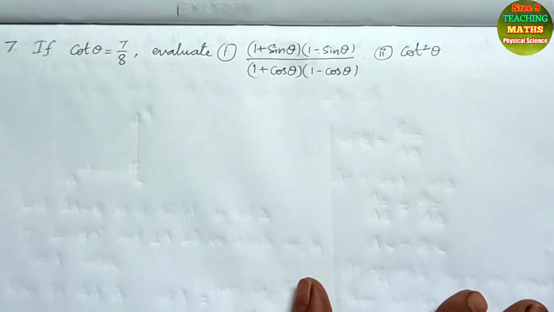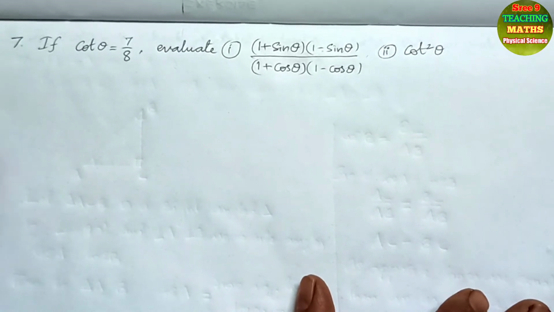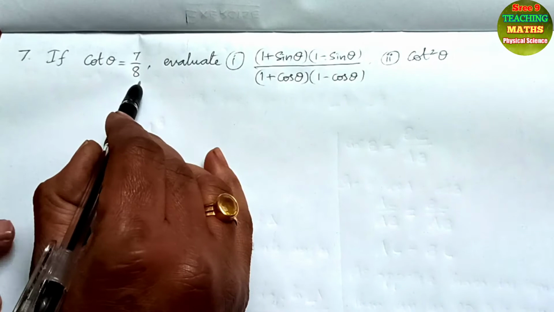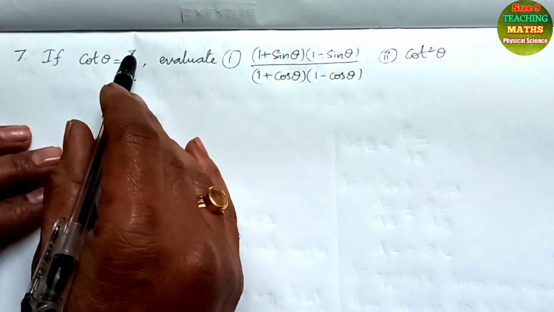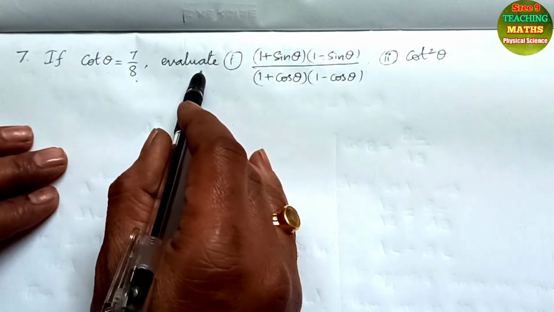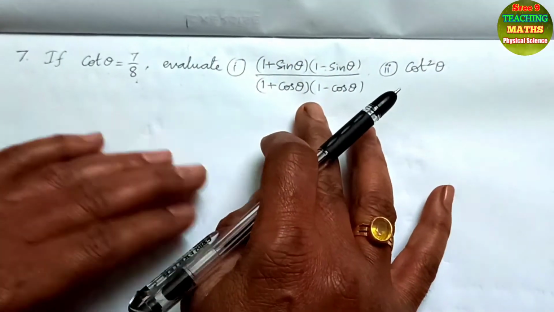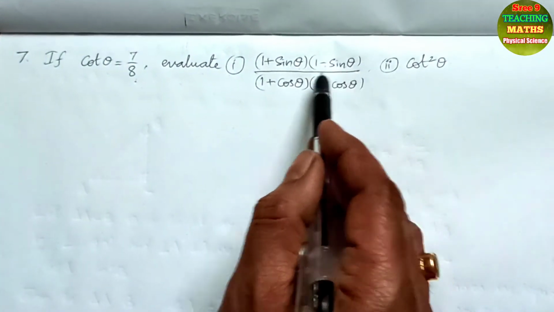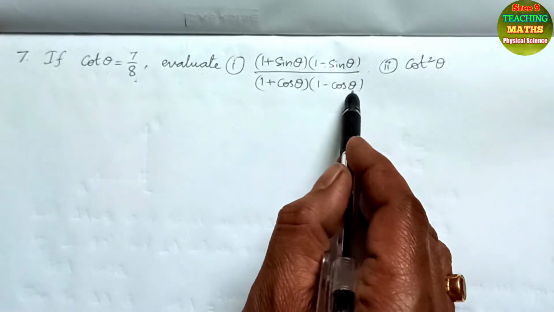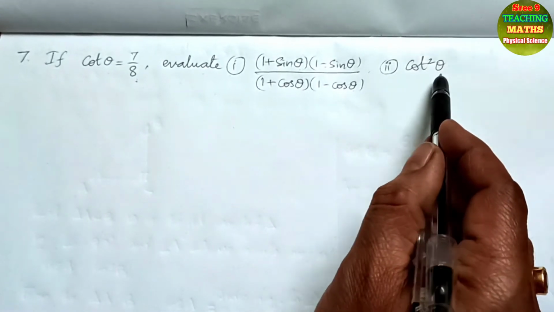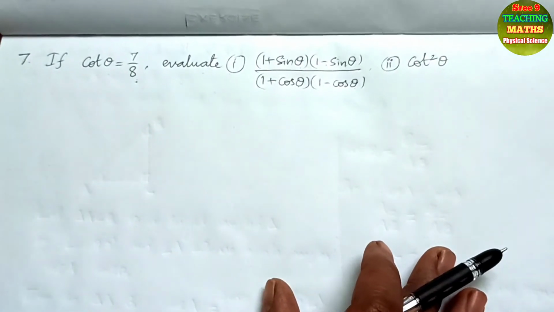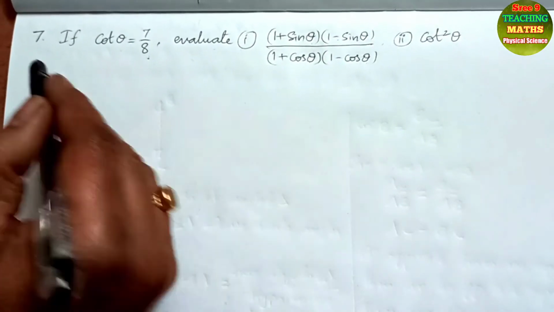What is the question? The question is, if cot theta is equal to 7 by 8, evaluate the first one, (1 plus sin theta)(1 minus sin theta) by (1 plus cos theta)(1 minus cos theta), and second is cot square theta. Yes, this is also very easy. Just observe the solution.